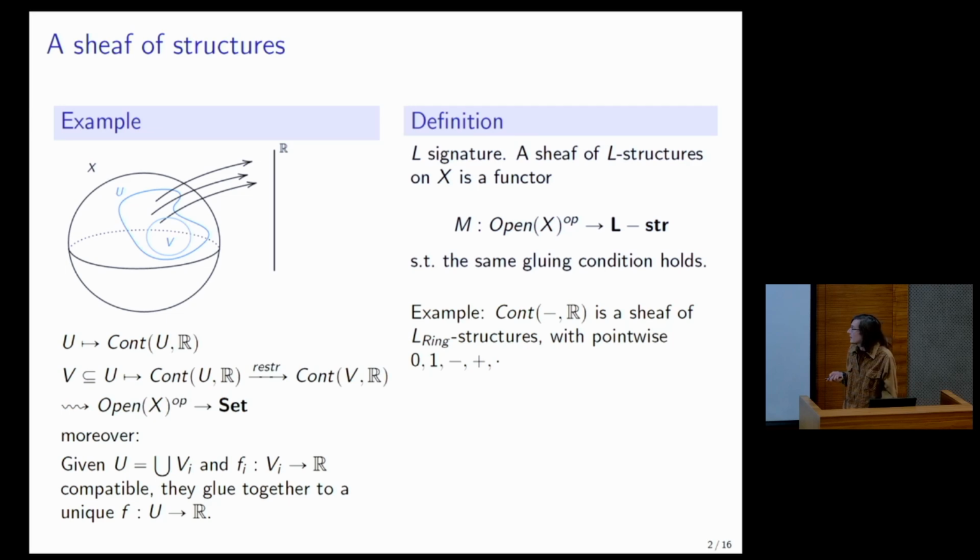Now, instead of just a sheaf of sets, we want a sheaf of L-structures. Okay, so for each open, we send it not just to a set, but to some L-structure, where L is some signature. So for example, in this example, this is a sheaf of L-ring structures. Well, it's even a sheaf of commutative rings with the pointwise operations. Okay, so you can think of the continuous functions from U to the real line as a commutative ring with pointwise addition and multiplication.